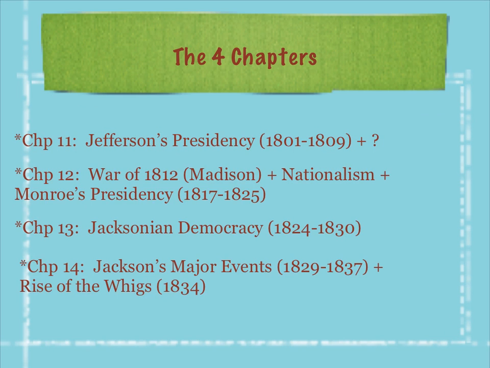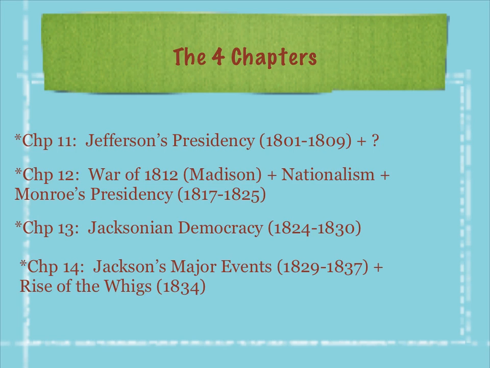Chapter 11 is on Jefferson. Chapter 12 is on the War of 1812, a little bit of Madison, a little bit of rise of nationalism, and some events during Monroe's presidency. Chapter 13 and 14 are both about Jackson. The first chapter, 13, is about the election of 1824, and then the early stages of Jackson's presidency. And chapter 14 is a lot more detail of the major events of Jackson's presidency, and then the rise of the Whigs, and then eventually it's going to get into the last thing, the election of 1840.